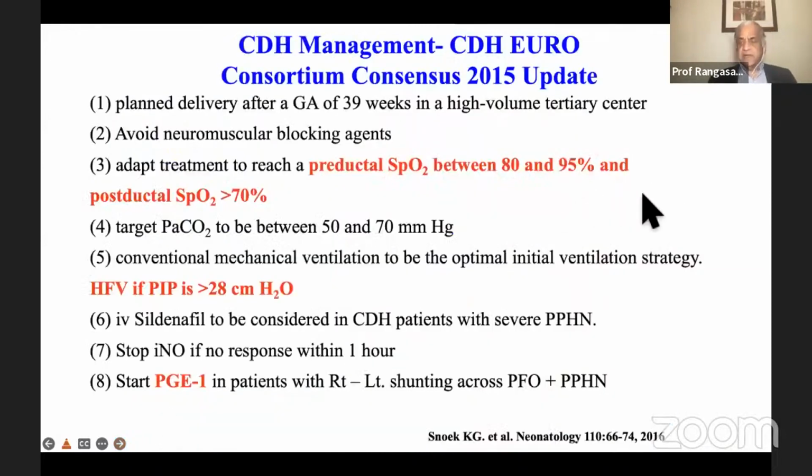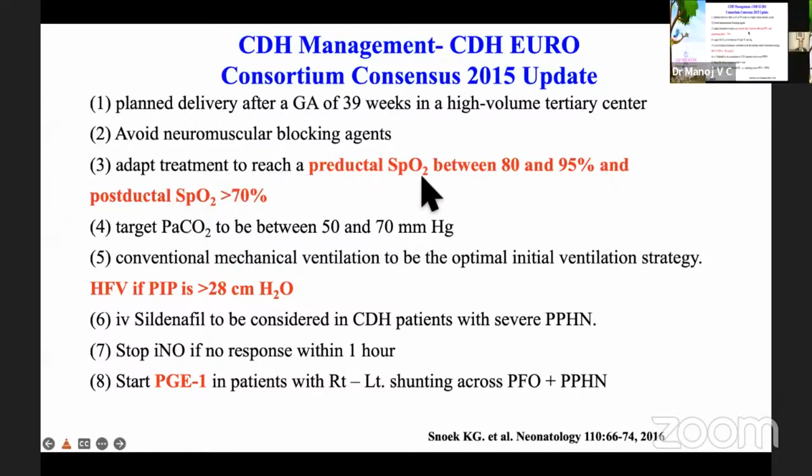What about CDH? One of the attendees asked Dr. Satyan last time, what are the recommendations, the CDH consensus guidelines? This 2015 update: deliver at 39 weeks in a high volume tertiary center, don't paralyze the baby. I used to do that when I was a fellow or junior attending. That's what I was told to do. We shouldn't be doing that anymore. Target a pre-ductal saturation.